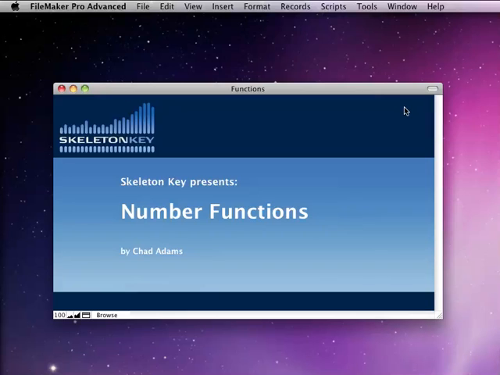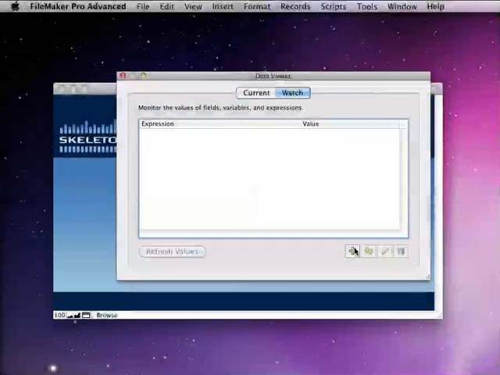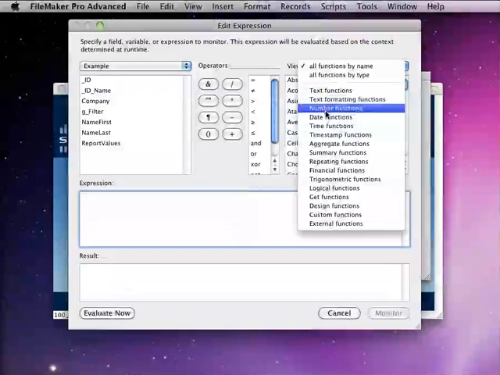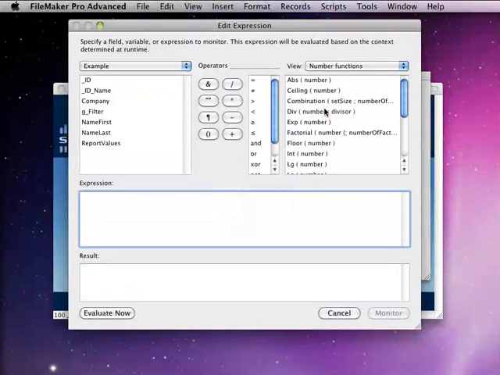I work with Skeleton Key in St. Louis, Missouri, and this is the second video in our multi-video series on number functions. The first function we're going to look at is the div function. The div function is going to return the lower integer from whatever you divide.